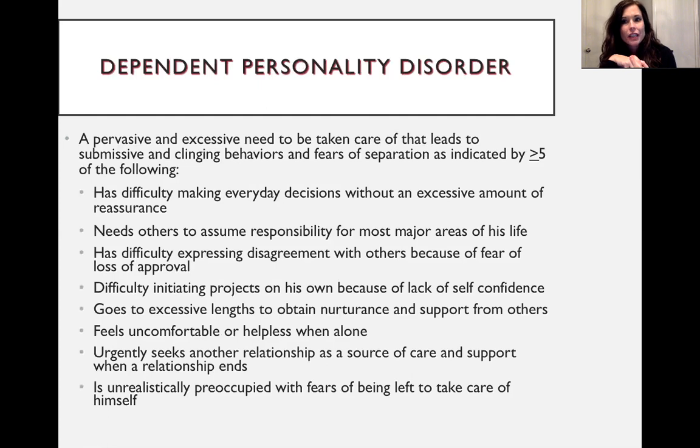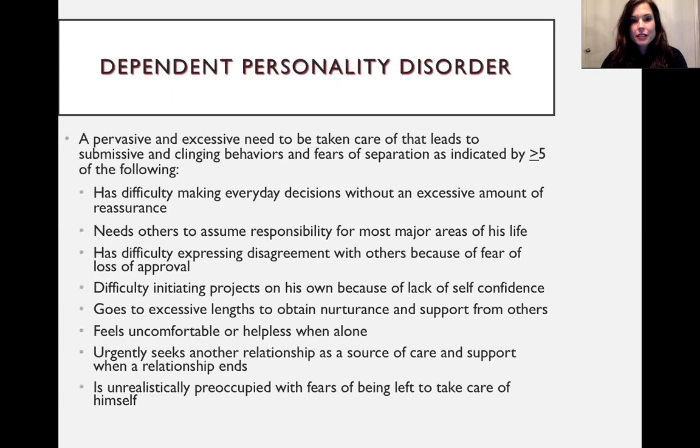an excessive need to be taken care of that leads to submissive and clinging behaviors and fears of separation, as indicated by more than 5 of the following. So this person cannot take care of themselves. They need someone else to do almost everything for them. And they have difficulty making everyday decisions without an excessive amount of reassurance. They need others to assume responsibility for most major areas of their life.